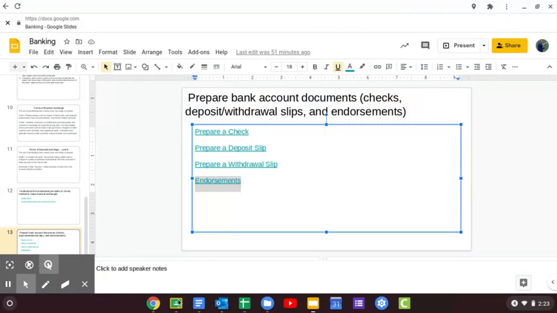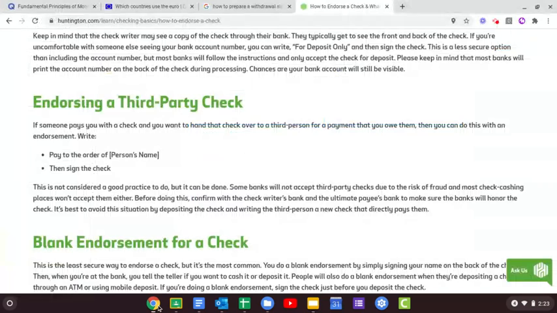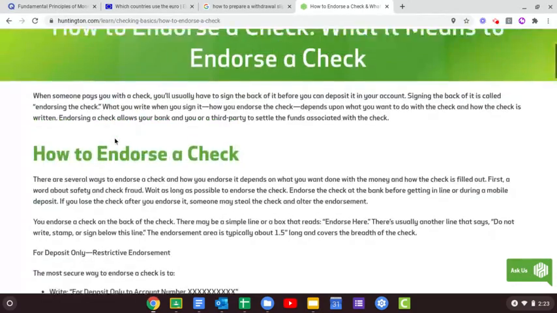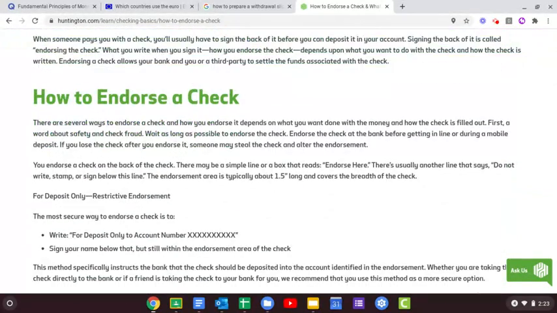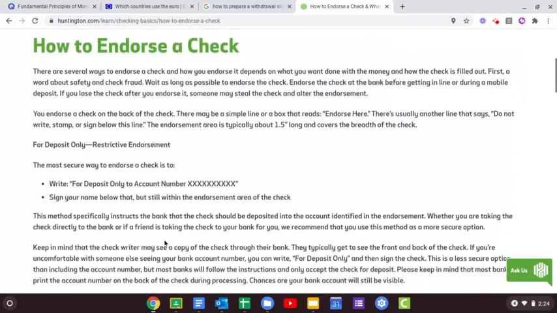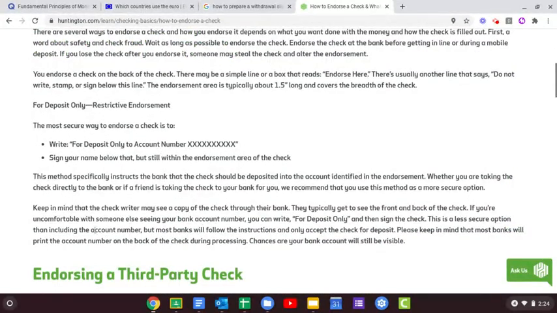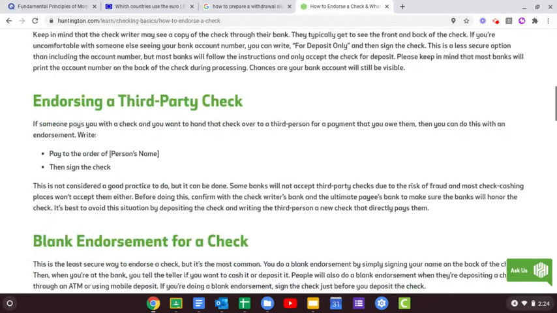So one of the things that you'll hear growing up, and this is from Huntington Bank, so this is a reputable bank. They talk about how to endorse a check. The most secure way to endorse a check is to write for deposit only to account number. Yes, most of us don't really know our account numbers. I don't memorize mine. Or for deposit only, whatever it may be. If you're uncomfortable with someone else seeing your bank account number, you can write for deposit only, then sign the check.